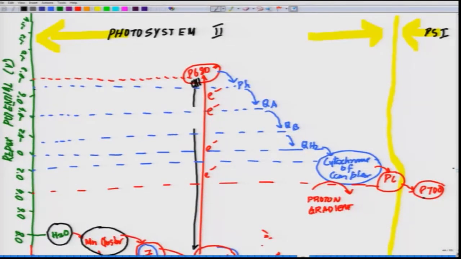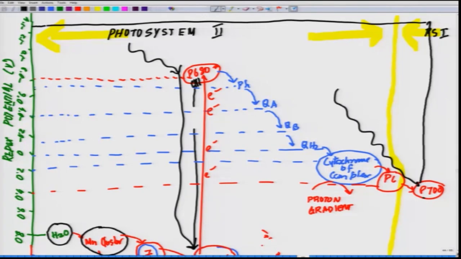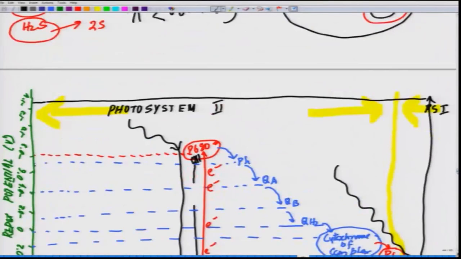I told you the electron ejected reaches a redox potential of minus 0.8. Now, at P700, there is an electron which is ejected out when the light falls here. So, light has fallen here. Now from here, the electron which is ejected reaches all the way to between 1.2 and 1.3, somewhere out here. Here is where the electron reached.